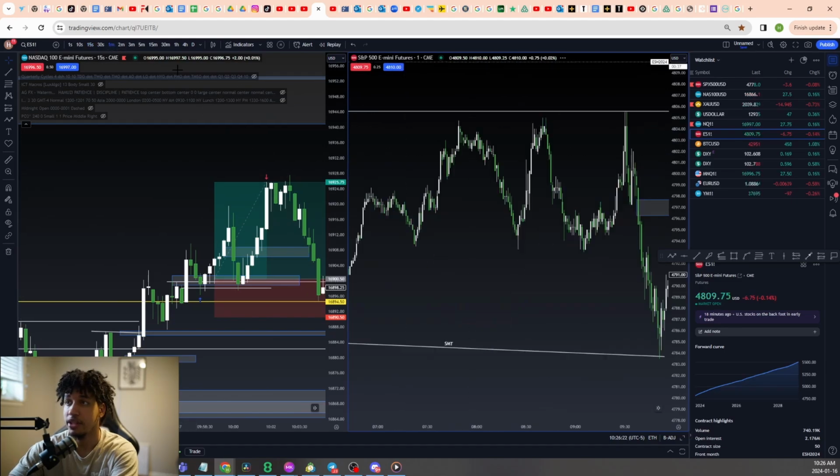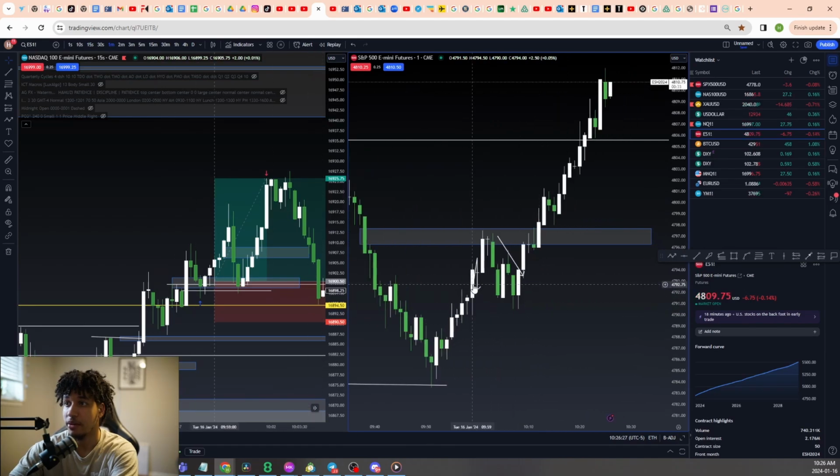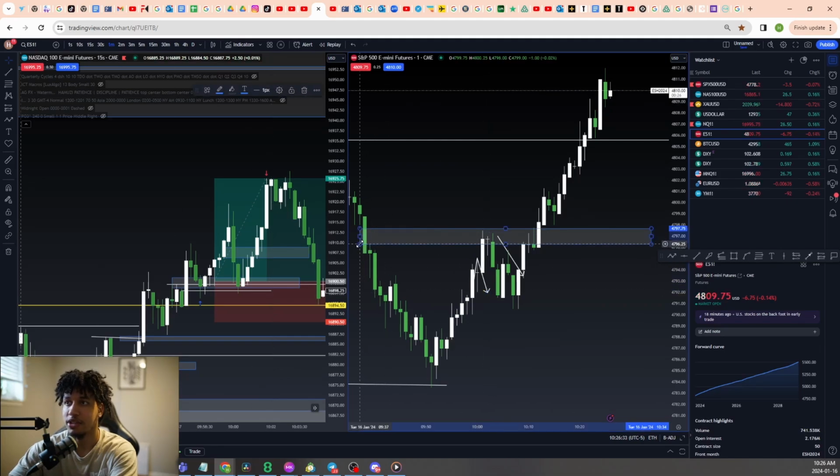So if we go back to the 1 minute, what happened here? This is where price was going up and going down. You see right here, guys? See this? But it didn't fill this fair value gap yet. So I was like, okay, I'm going to wait until price can fill this fair value gap.